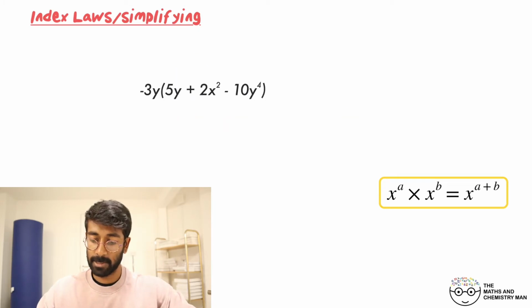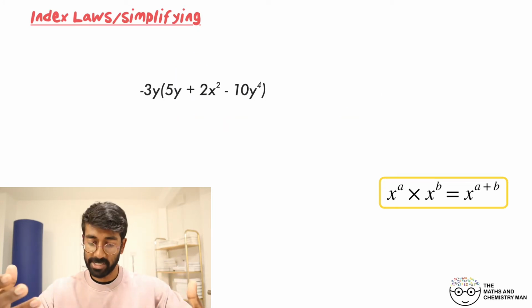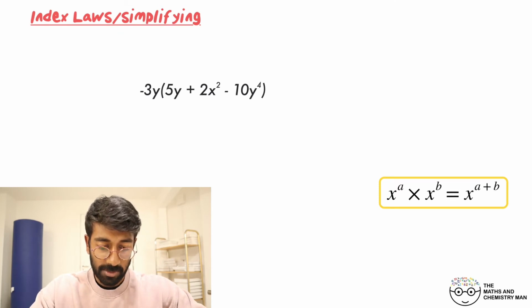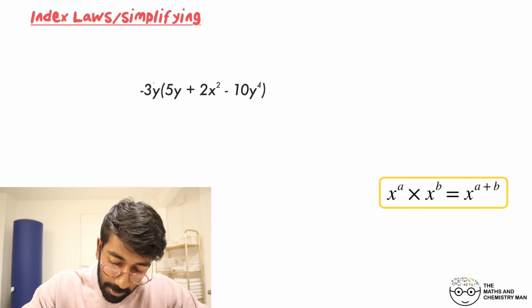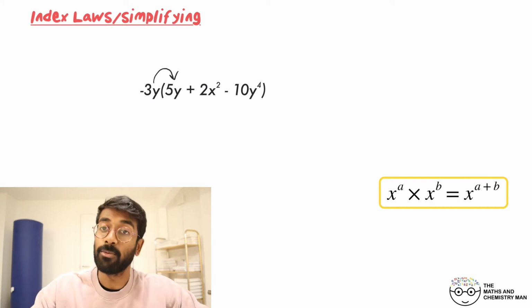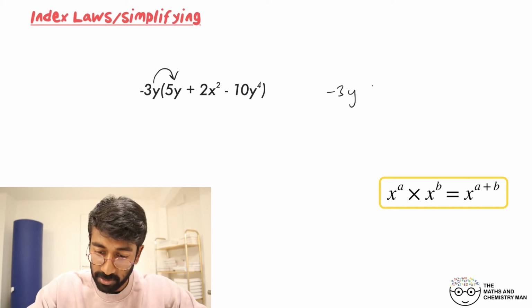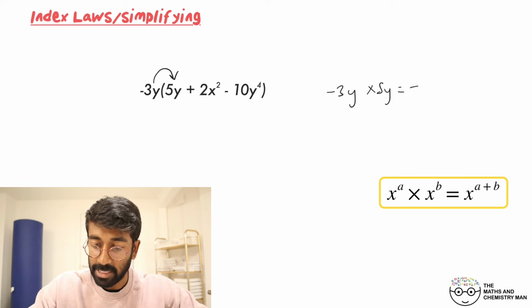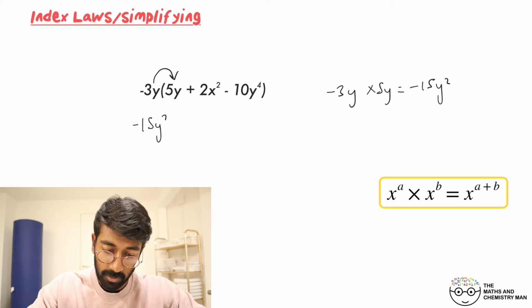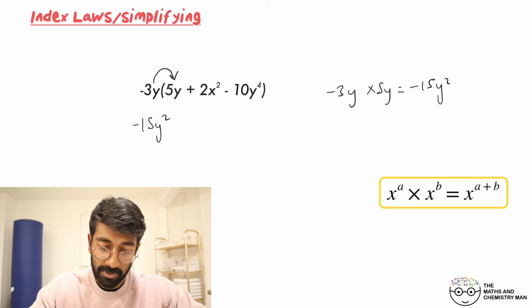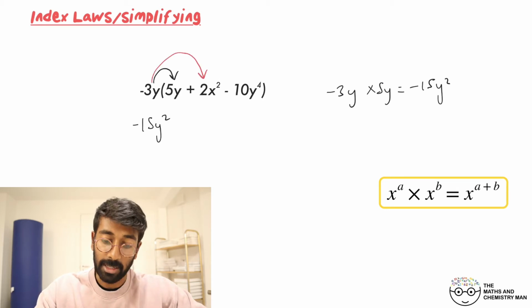Done. Next part, 3 terms inside your brackets. So make sure you multiply whatever's on the outside by each of the things on the inside. So minus 3y, we're timesing that by 5y to begin with. So minus 3y times 5y. That's going to give me minus 15 y squared. So minus 15y squared.